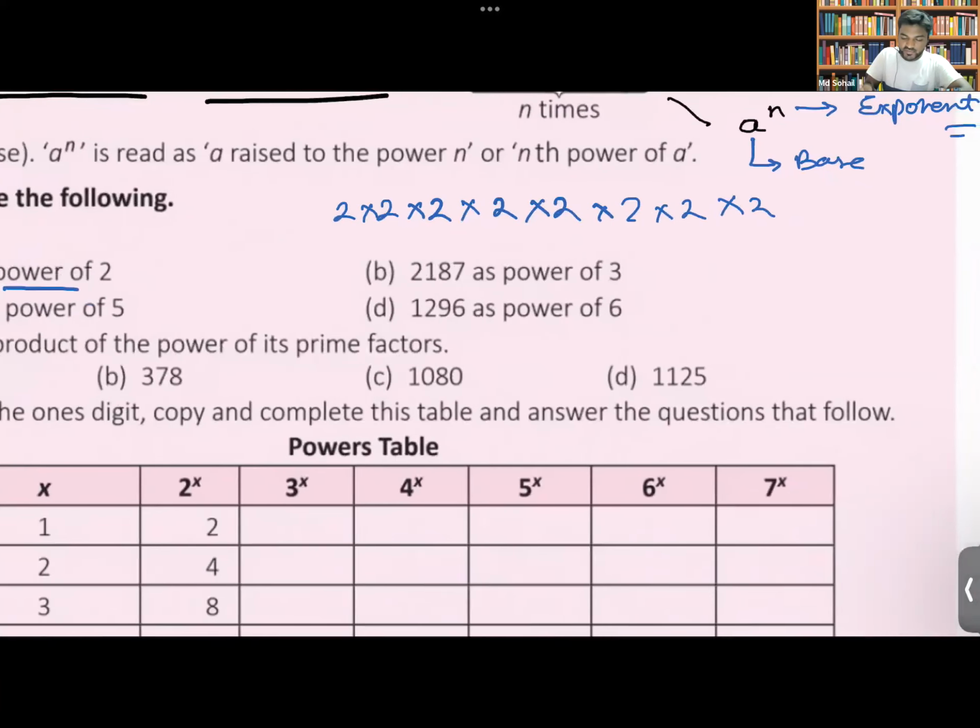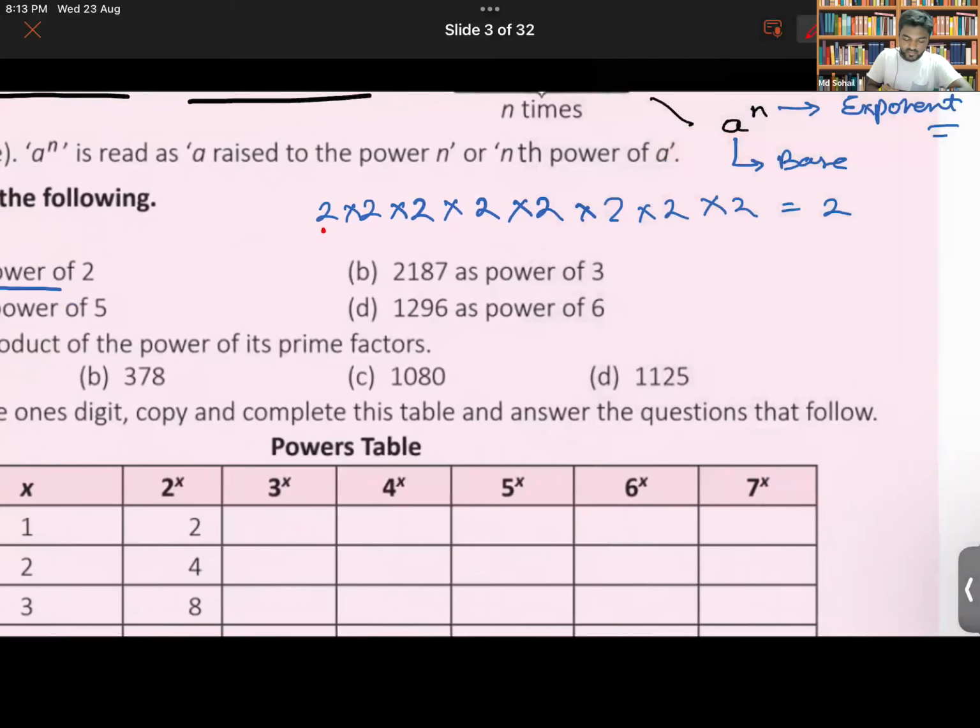Count the number of 2's here. 1, 2, 3, 4, 5, 6, 7, 8 here, no? Yes, 8. 2 2's are 4, 4 2's are 8, 8 2's are 16, 16 2's are 32, 32 2's are 64, 64 2's are 128, 128 2's are 256. So 2 raised to the power 8 is equal to 256.